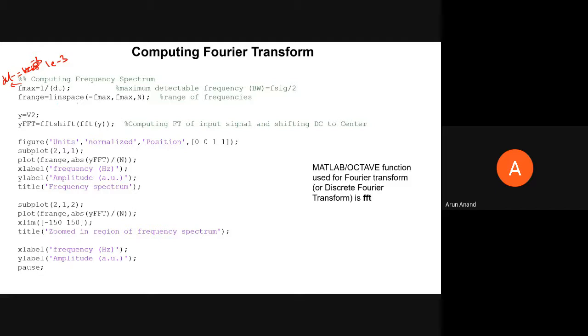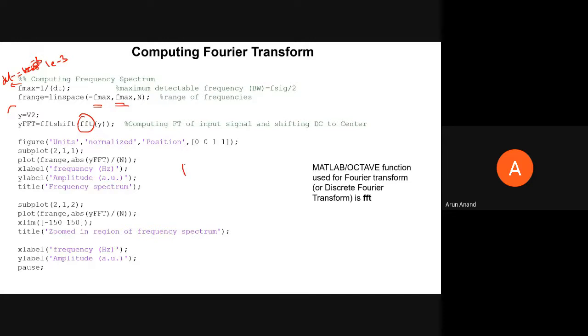So 1 millisecond, then you can have your frequency space. So I calculate the range. Range is nothing but minus f max to plus f max. F max you already know, because that's 1 by delta t. So minus f max to plus f max, and then the function that is used to calculate Fourier transform in MATLAB or in Octave is FFT.